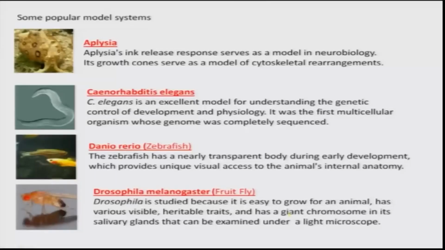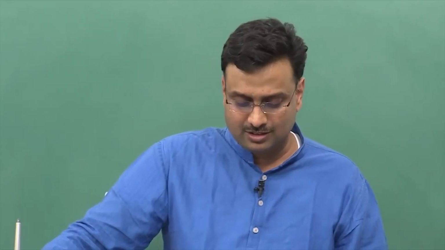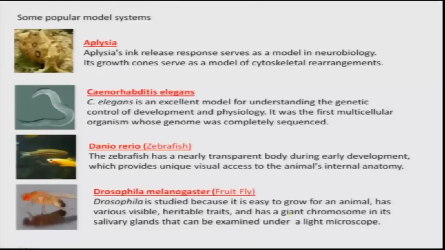You have zebrafish again, which is a vertebrate. They have transparent body, and now this is a very, very powerful model system to understand the metabolic process. People are trying to model them for diabetes and obesity and many, many different conditions. And you have the fly, fruit fly Drosophila melanogaster. Again, it's a very, very powerful species for genetic manipulation, for developmental biology.